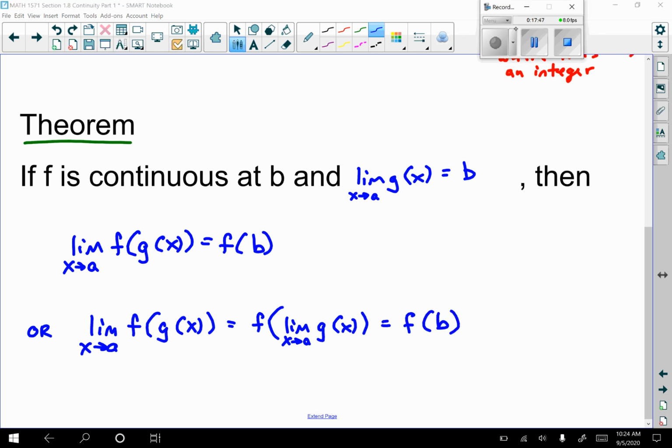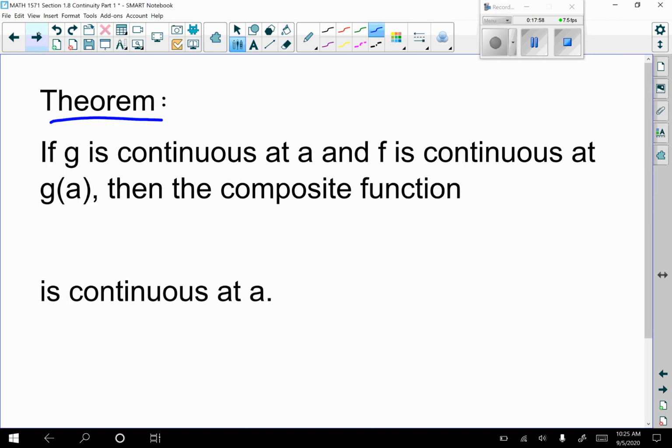Now, most of the time, we're just going to use these theorems to help us reason through an explanation where a graph is continuous or discontinuous. All right, and then another theorem, if g is continuous at a and f is continuous at g of a, then the composite function, which means f of g of x, is also continuous at a.